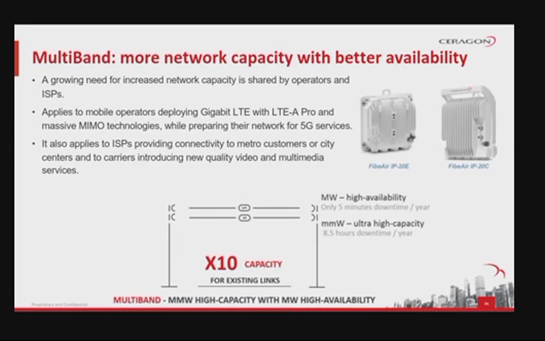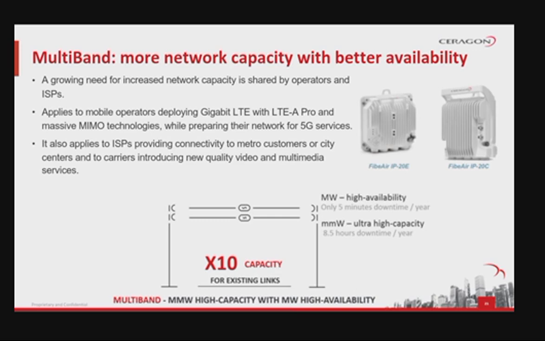Multiband feature. A growing need for increased network capacity is shared by operators and IP service providers. Multiband bundles E-band and microwave radios in a single group that is shared with an Ethernet interface. This provides an Ethernet link over the radio with capacity of up to 2.5 gigabits per second. A multiband link is highly resilient because the microwave link acts in effect as a backup for the E-band link. In normal circumstances, both links transmit simultaneously, dividing the traffic between them.